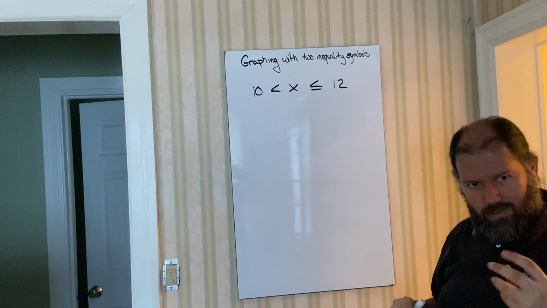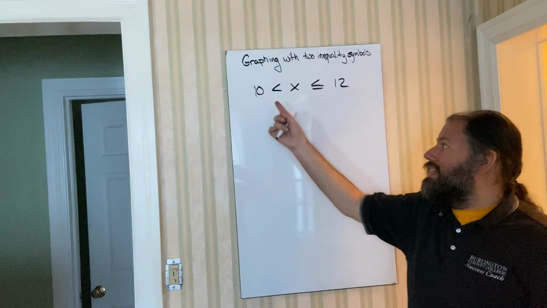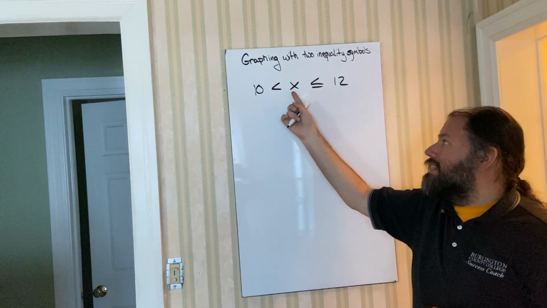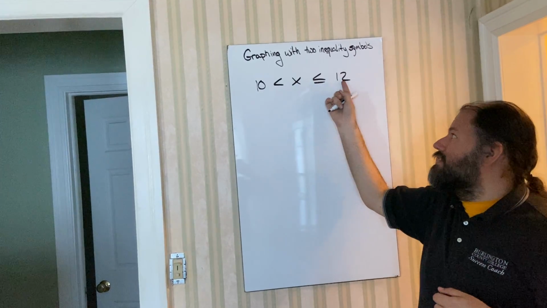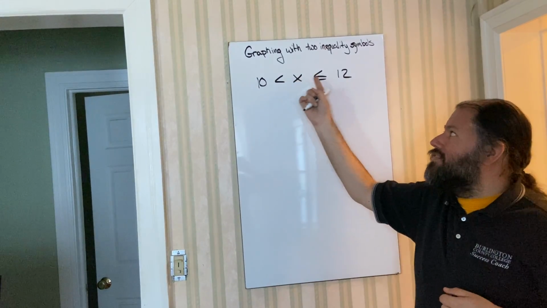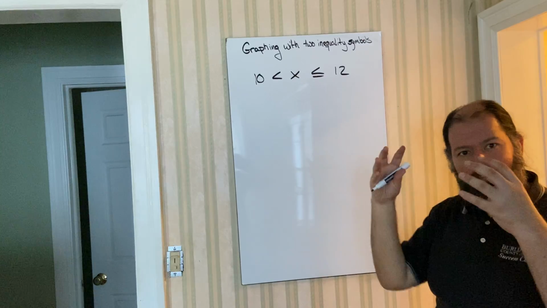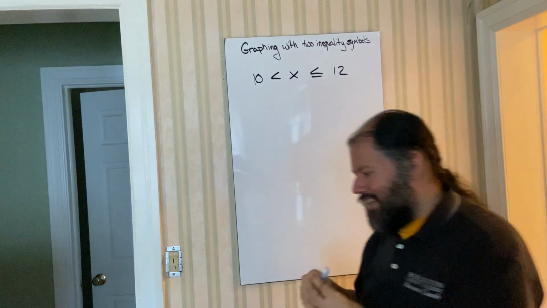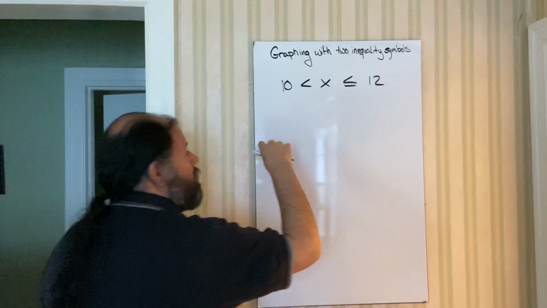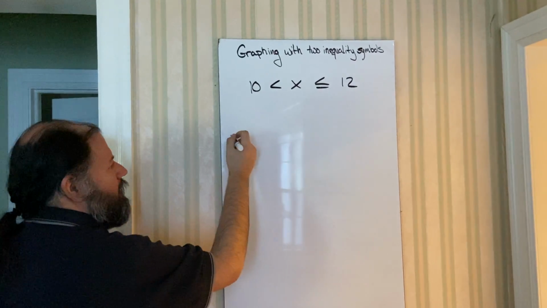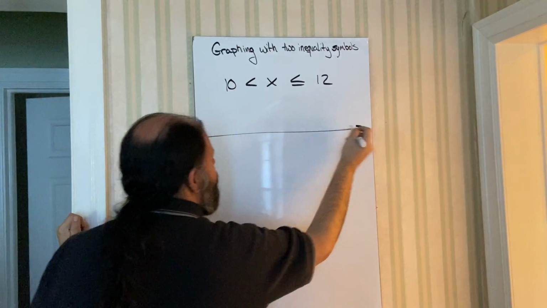When you see two inequality symbols, this is saying 10 is less than x, but then x is less than 12. When you have these two less than symbols and the x in the middle of these, this is more of a sandwich, okay? So basically they're giving you limits. Let's draw a number line.